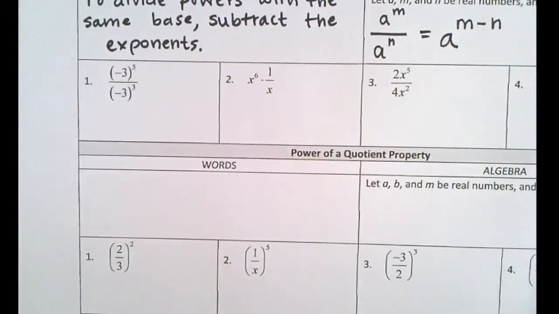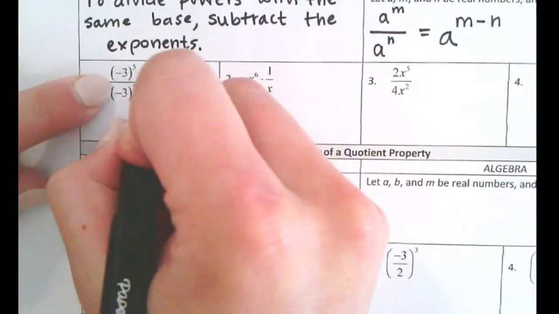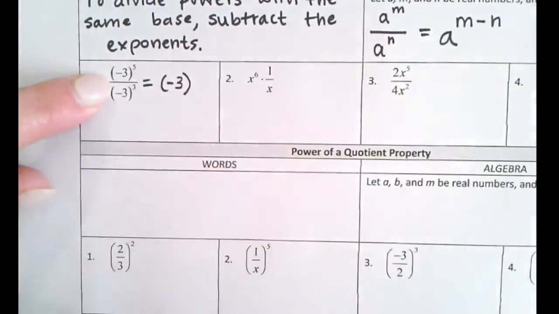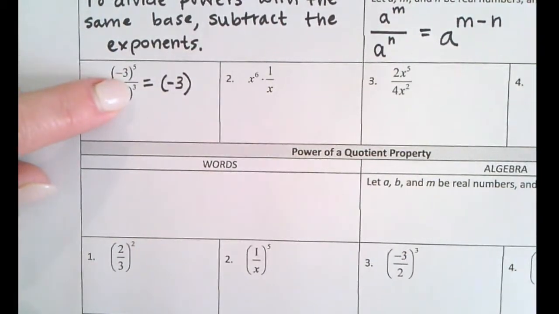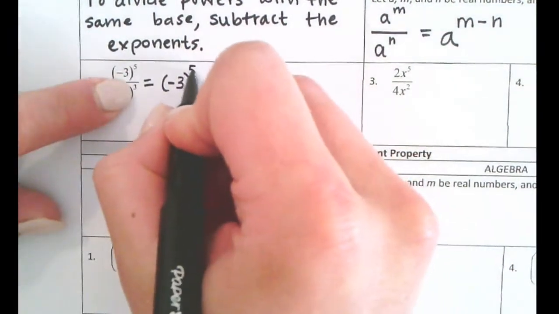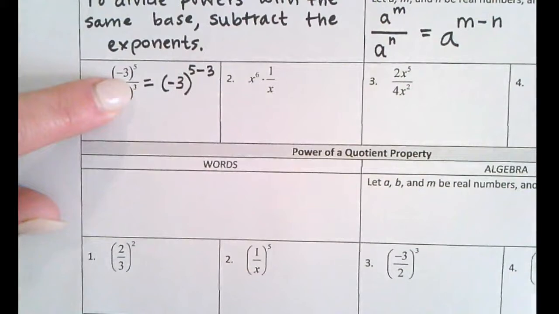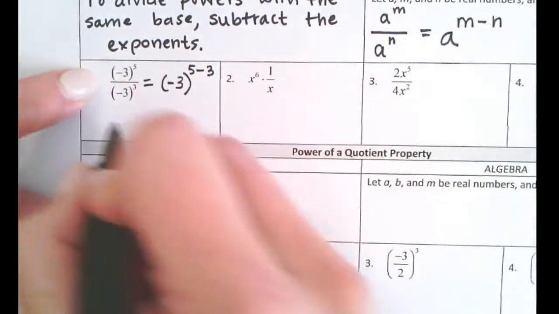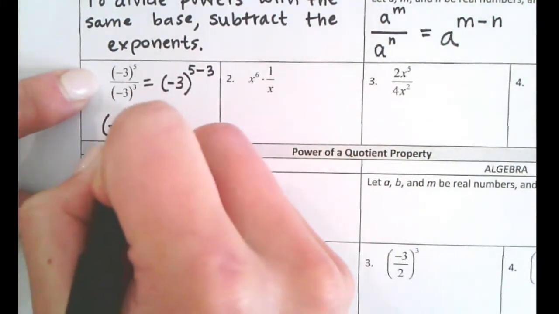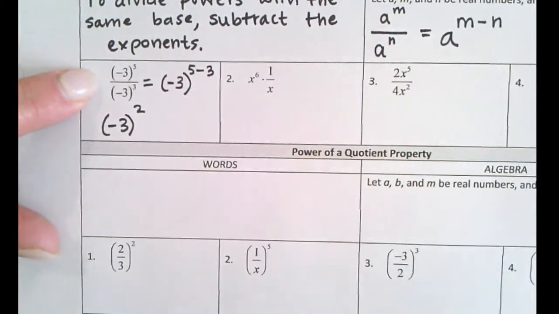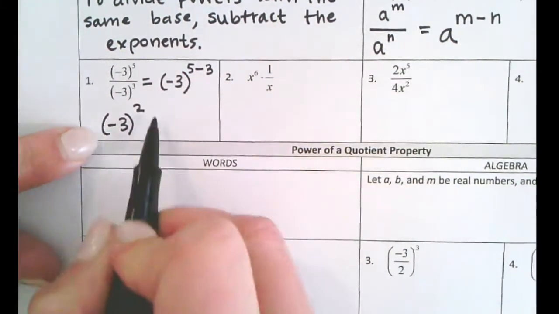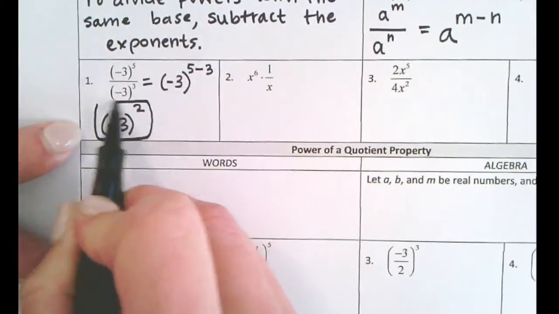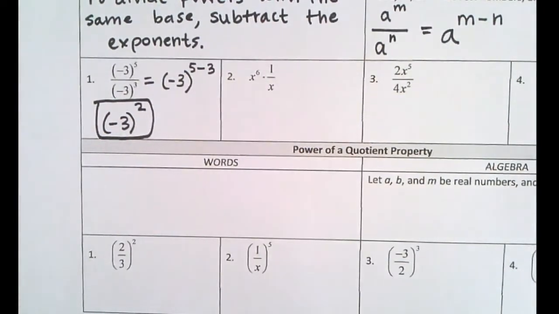So our first problem reads negative 3 to the 5th divided by negative 3 to the 3rd. I'm going to keep that same base of negative 3, and I'm going to subtract my exponents. So I have 5 minus 3. This simplifies to negative 3 raised to the power of 2. And on your homework today, you will simplify that, just like we did on the front side, to positive 9. Right here, I just want to show you all of your rules.